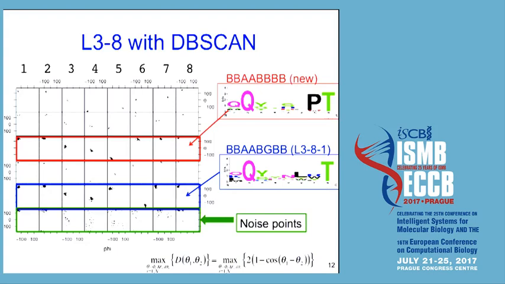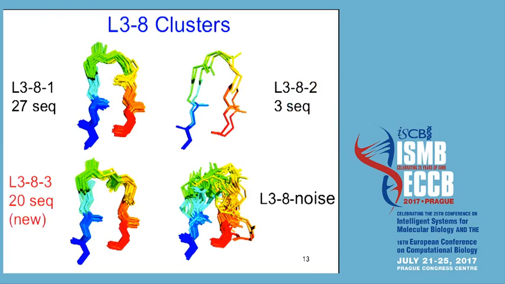If we look a little bit further at those structures, here's L381. There are 27 unique sequences in there. This is our old L382. 7 years ago, it only had 3 sequences. It still has only 3 sequences. This did not become a long-term cluster in the history of antibody structures. Maybe it will, but not yet. But L383, this new cluster, has 20 sequences. And then here are all the noise points.